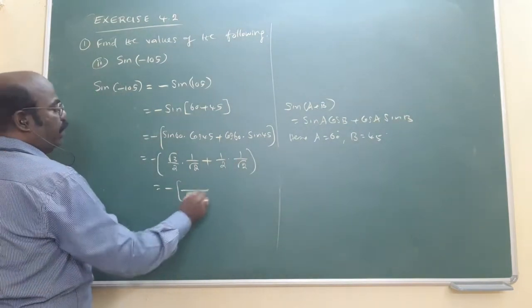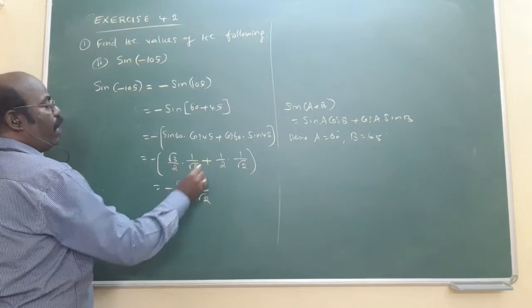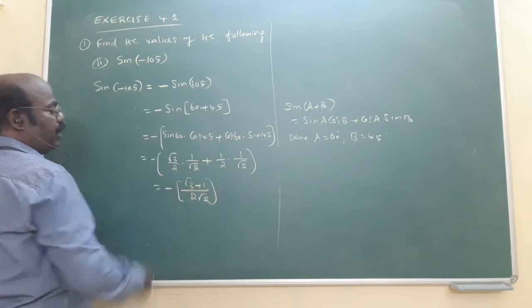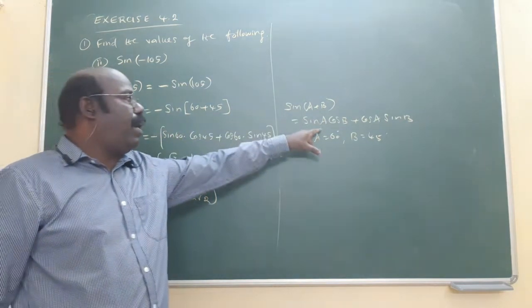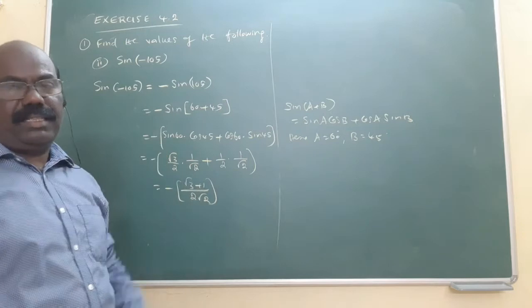Now minus, what is the LCM? 2 root 2 is the LCM. What is the numerator? Root 3 plus 1 is the answer. That's all. This is a 2 mark or 3 mark question. By using the trigonometry formula and the trigonometry values, we get the answer. That's all.